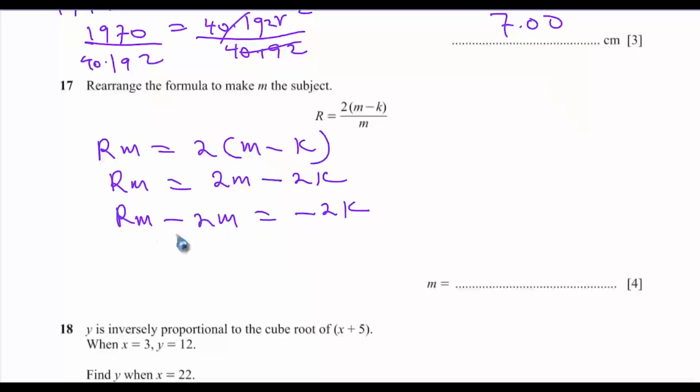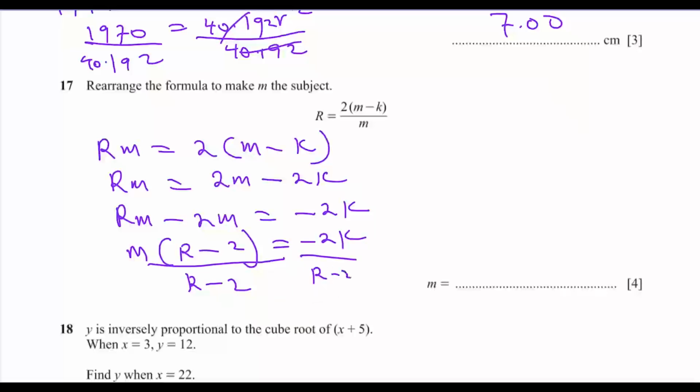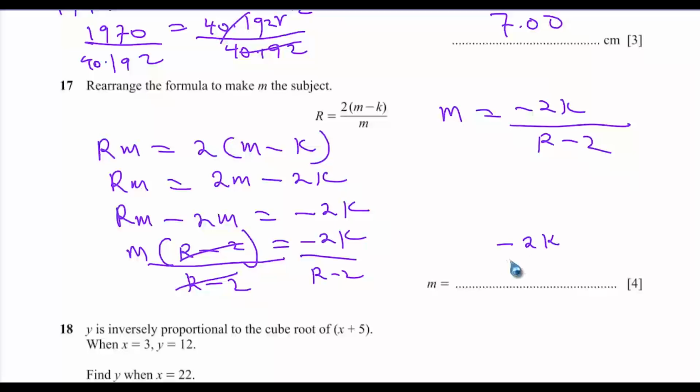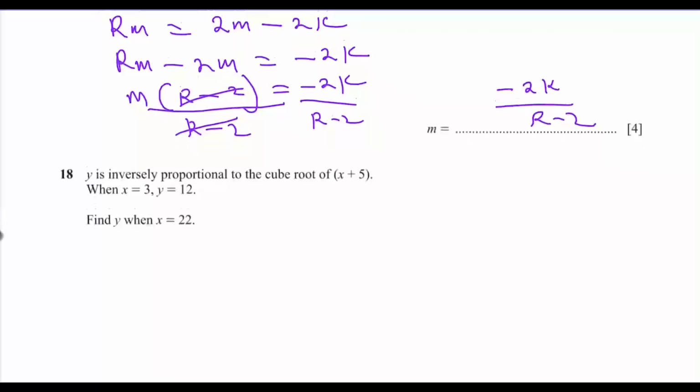Then we can factor out m here. So you have m into r minus 2 equals minus 2k. Then finally we need to divide both sides by r minus 2. So we have r minus 2 here, r minus 2 here, then this will cancel this. So we are left with m equals minus 2k everything over r minus 2. So we can write our answer here, minus 2k over r minus 2. So the next question is question 18.